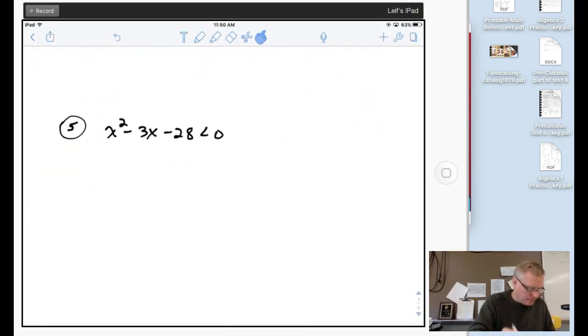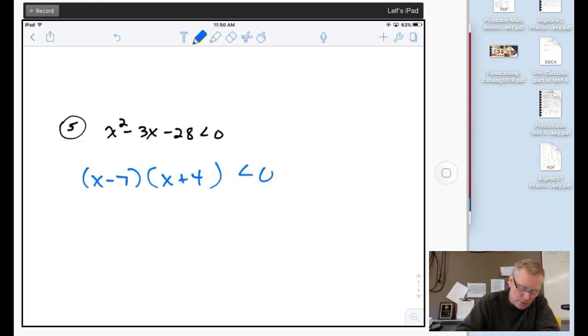Next one, number 3, x squared minus 3x minus 28. So I need to factor it. Let's see, things that multiply to negative 28, and add up to negative 3. 7 and 4, yeah, x minus 7, x plus 4 is greater than 0. So once again, I've got my values over here.